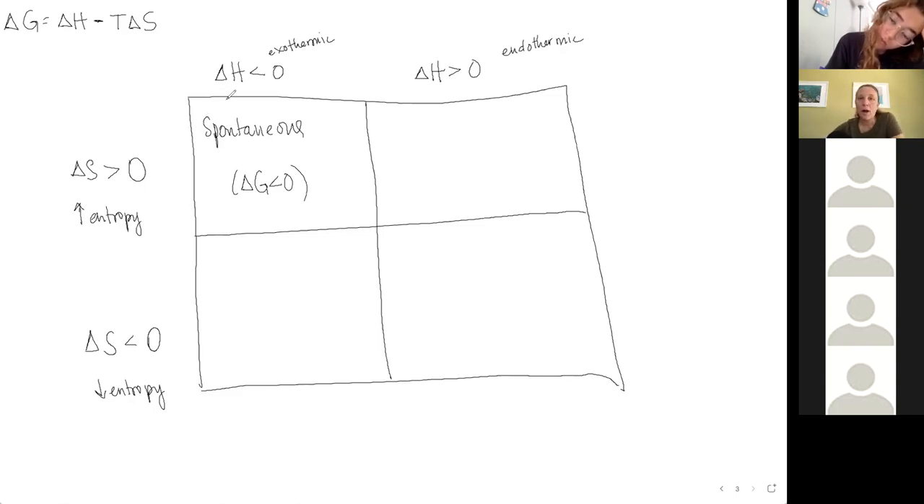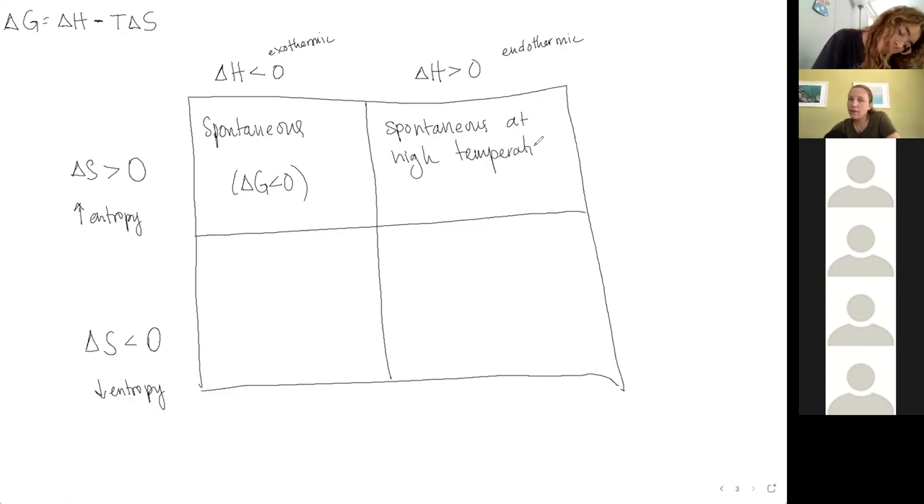All right, so if we have an endothermic reaction, so this is positive, and an increasing entropy, so a positive entropy change, what will this reaction be? Spontaneous, non-spontaneous, sometimes spontaneous? Other thoughts? So this reaction will be spontaneous at high temperatures. Spontaneous at high temperatures. So either is generally right.